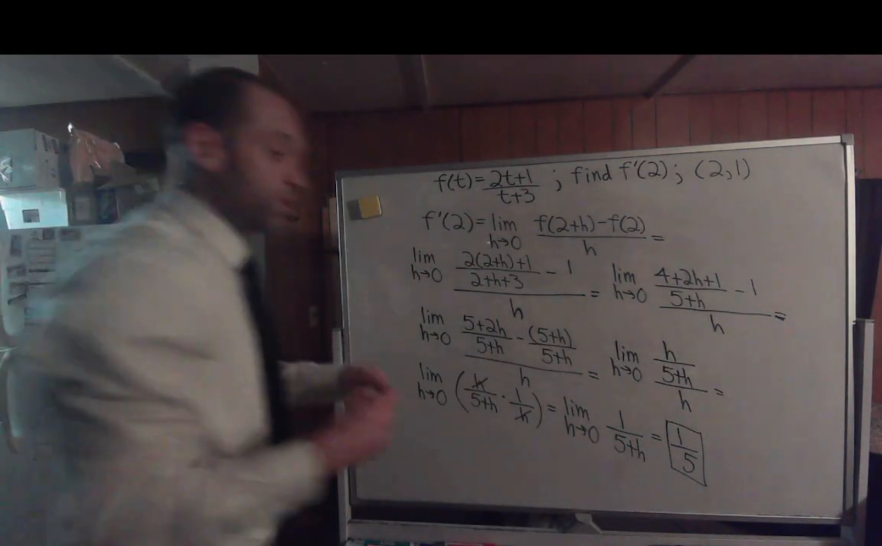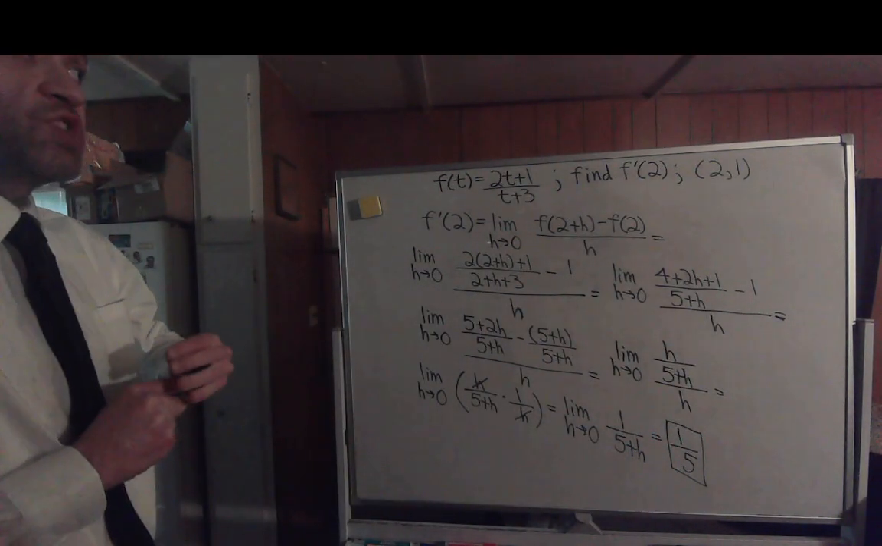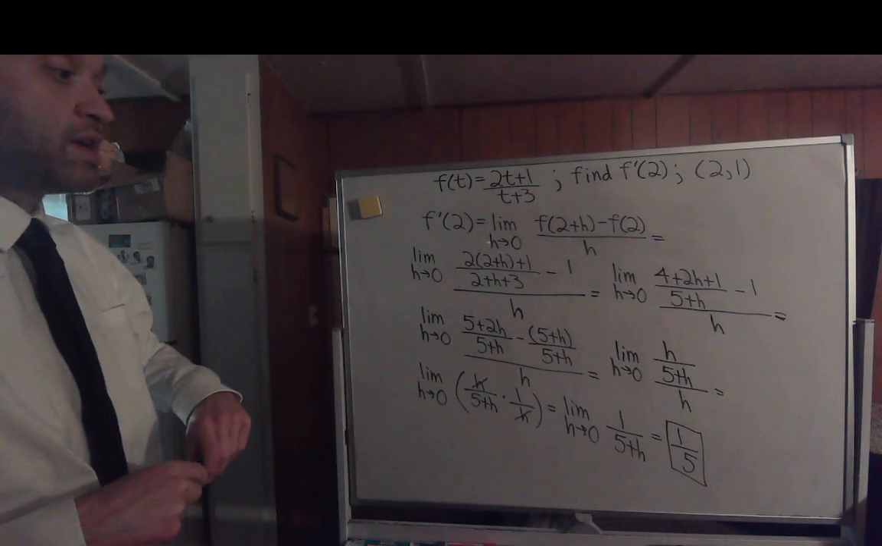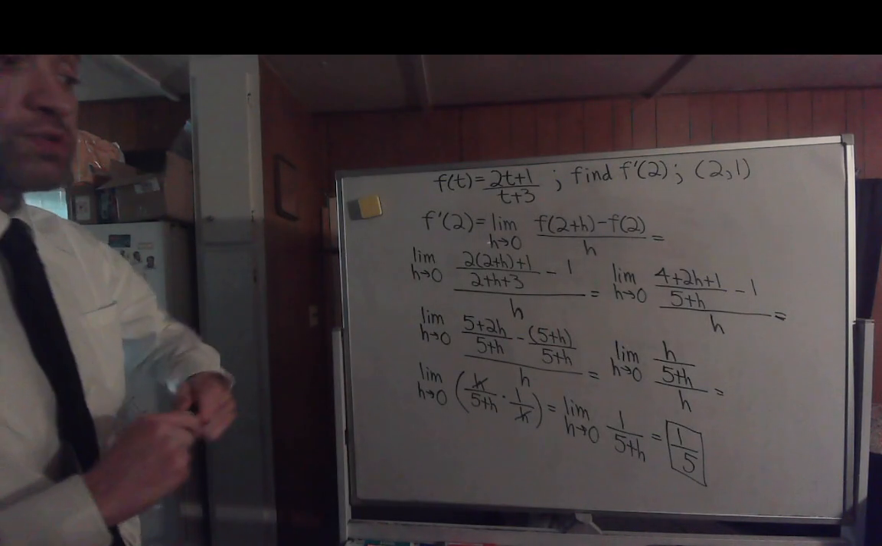Which means in this case that f prime of 2 is going to equal 1/5. That's the slope there, or the instantaneous rate of change, or the slope of the tangent line, or the derivative at the point t equals 2.